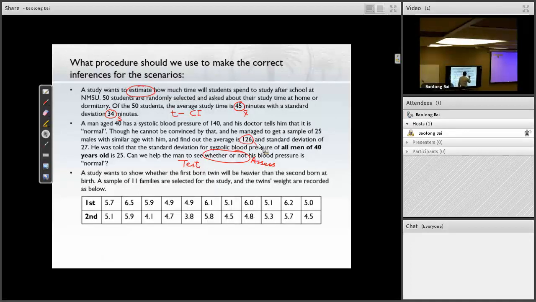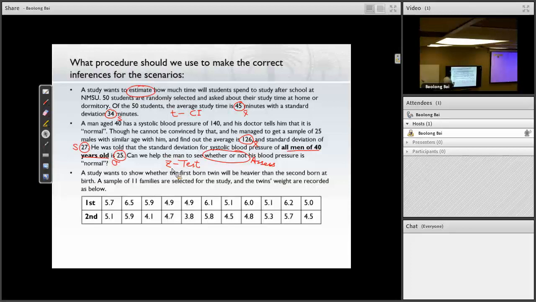126, that's the mean of the sample, x bar. And then 27, the standard deviation of the sample, that's s. But we're also given 25, right? That will be the standard deviation of, you need to realize, all men of 40 years old, that will be the population. That's what the man is interested in, right? So this is actually sigma. When sigma is given, this will be a z-test, right? And then follow the 5-step process after, okay?